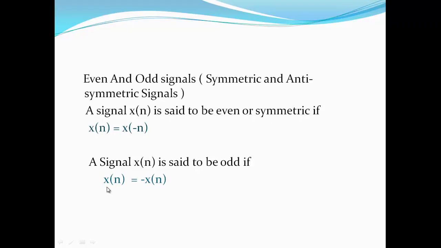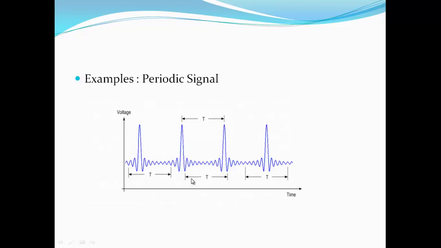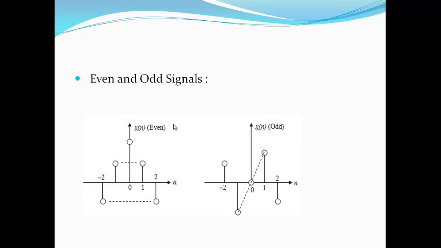But in odd signals you have the opposite; they have opposite values, whereas here they have the same value. See, suppose this stick is representing one value. x(1) has one value, and x(minus 1) also has one value. Similarly, x(2) has a value of minus 2, and x(minus 2) again has minus 2. But in odd signals you have the opposite. Suppose x(1) is equal to 1.